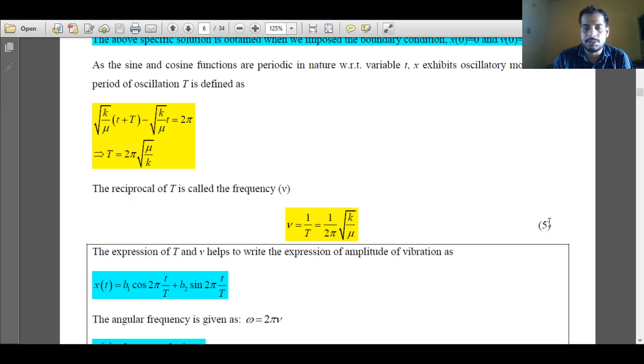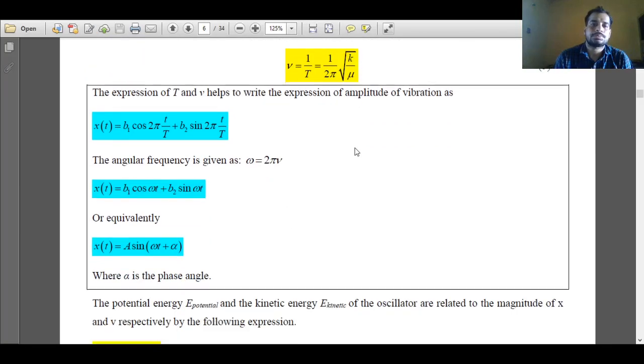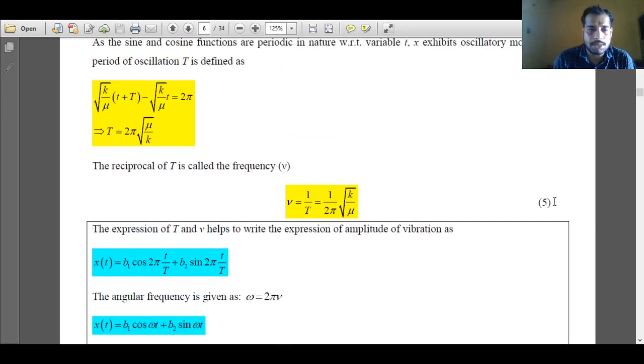This equation 5 is important. This gives us information about the frequency of oscillation, or frequency of vibration of a harmonic oscillator. Now what is k? k is the force constant of the bond and mu is the reduced mass. This equation 5 is important.